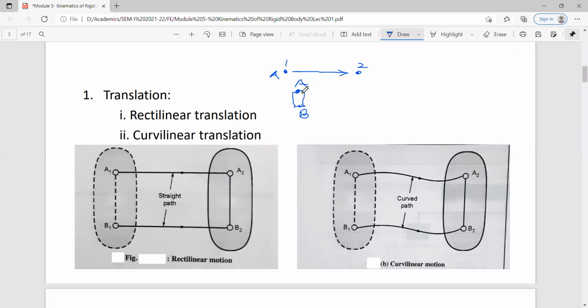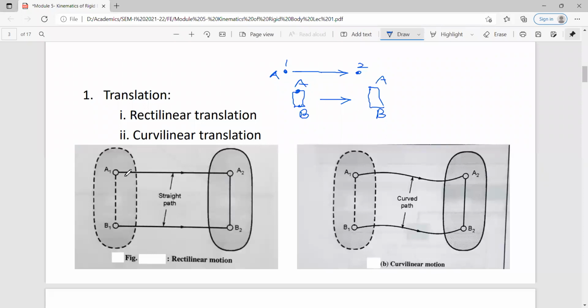So if the motion of the body is pure translation, that it is moving to a new position, then at any instant the position of A with respect to B will be fixed. A will always be above the point B, like this. So you can say that the body has just moved to the new position, maintaining its orientation. So you can say this particular body is translated to a new position.